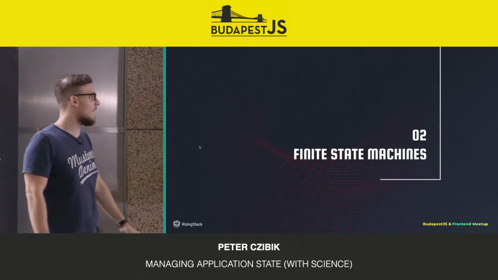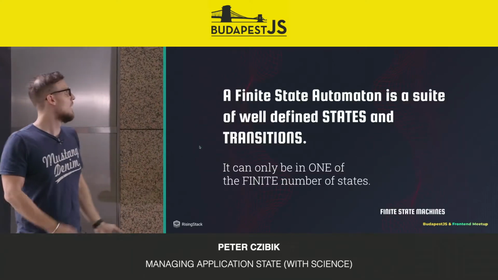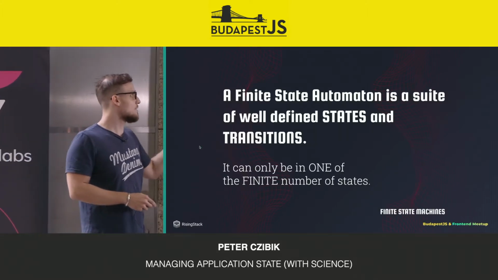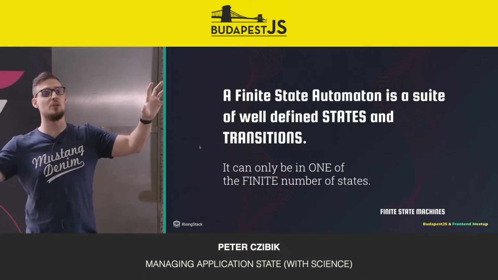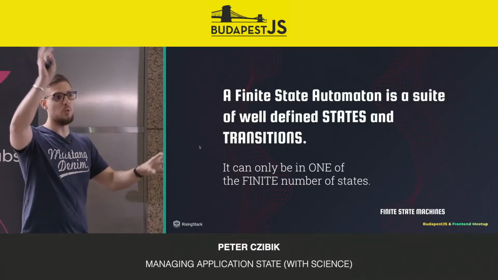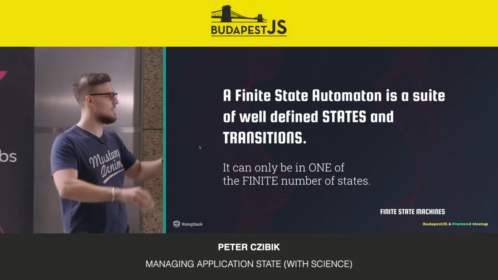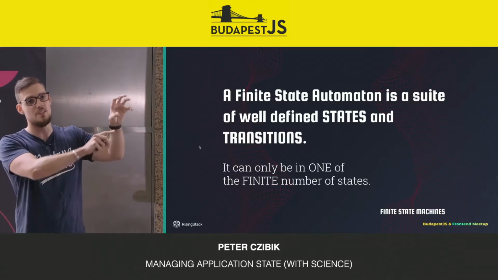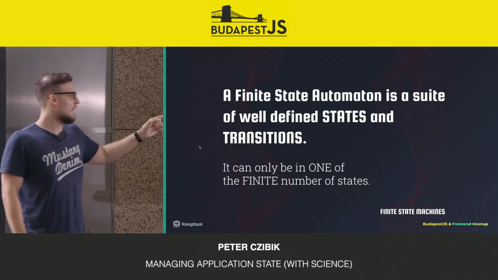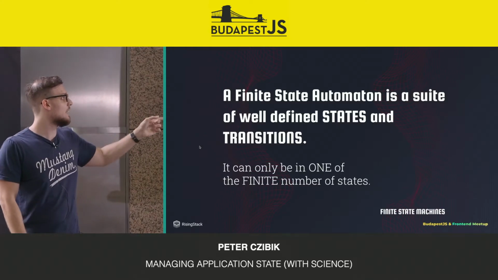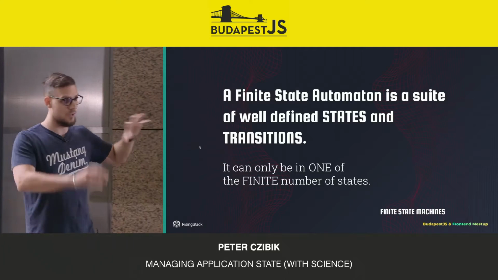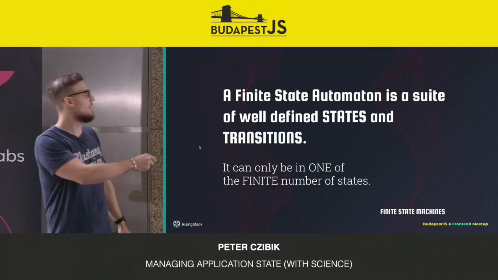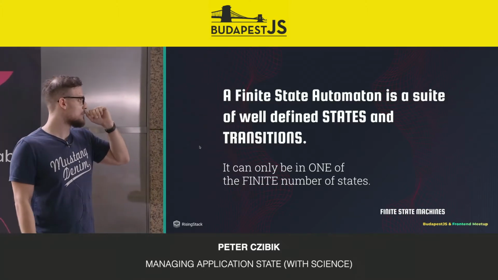And this is what I found: finite state machines. Let me talk a bit about them. Finite state automata, as they are called, is a suite of well-defined states and transitions in between those states. You define multiple states. I'm going to give you examples, so don't worry if you don't understand yet. But you define a few states, and you define transitions in between those states. And there's a very important constraint here: your state machine can only be in one of these states, and the number of states has to be finite. That's where the name comes from.